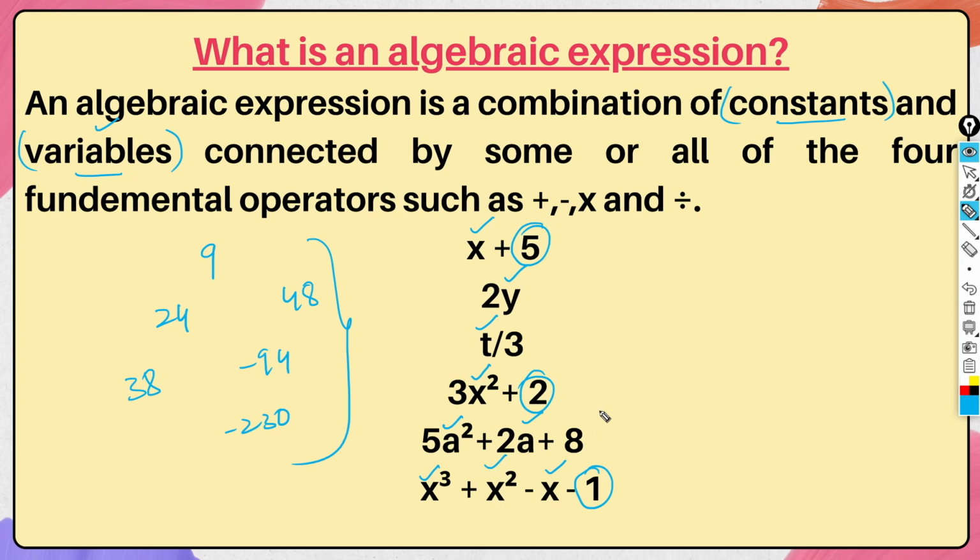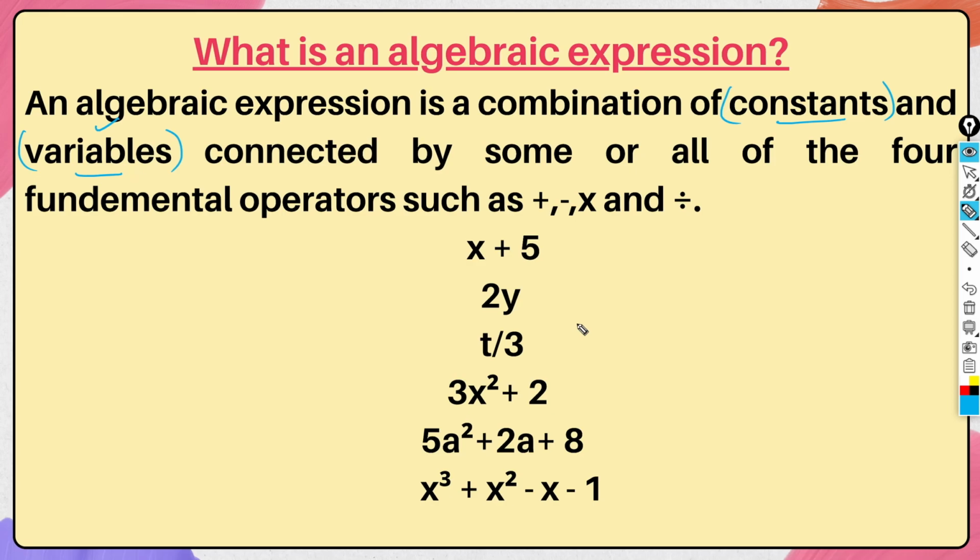Like this, constant is what? A number, whereas variable is what? An alphabet. So an algebraic expression is a combination of constants and variables connected by some or all of the four fundamental operators such as addition, subtraction, multiplication and division. That means an algebraic expression should have variables and constants, and they should be connected by some or all of the four fundamental operators. For example, all these are what? Algebraic expressions.